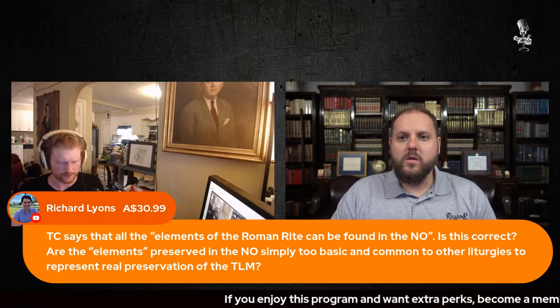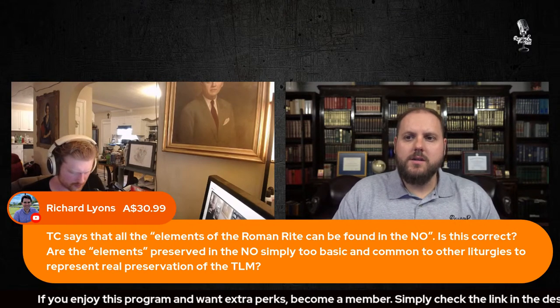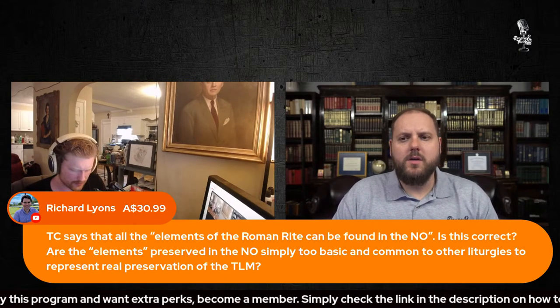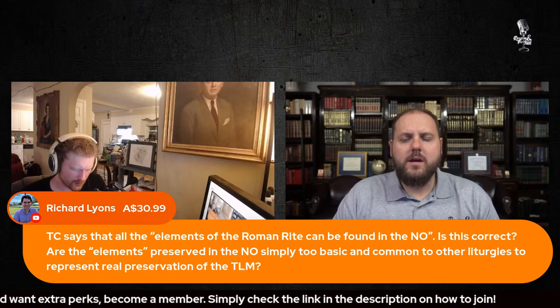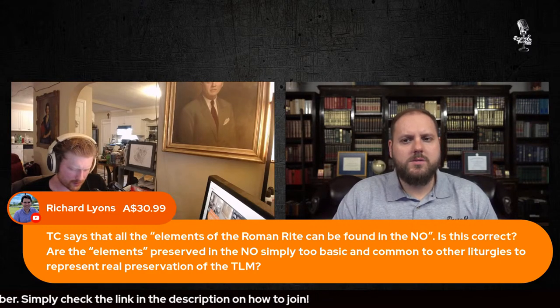And then I know we've got not a lot of time, so I don't want to go on too long. This is from Richard. Thank you for the super chat. Traditionis Custodes says that all the elements of the Roman Rite can be found in the Novus Ordo. Is this correct? Are the elements preserved in the Novus Ordo simply too basic and common to other liturgies to represent real preservation of the TLM?